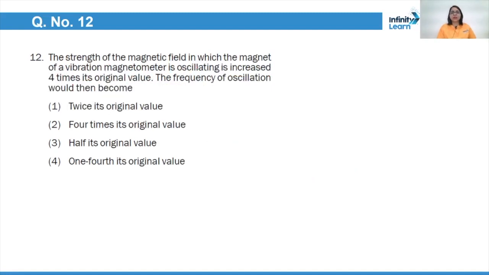The strength of the magnetic field in which the magnet of a vibration magnetometer is oscillating is increased to 4 times its original value. The frequency of oscillation would then become, so frequency of oscillation is directly proportional to under root B. So if we are increasing the strength of the magnetic field by 4 times, the frequency of oscillation will increase by 2 times. So correct answer is option 1.